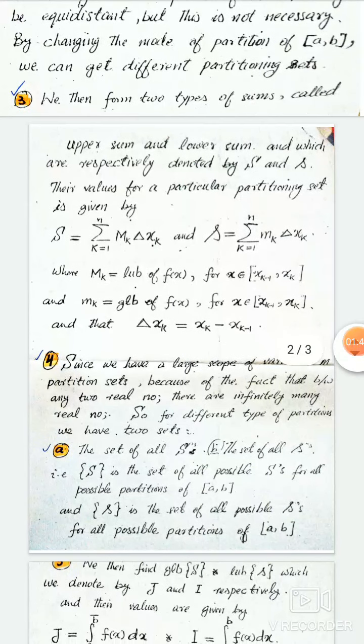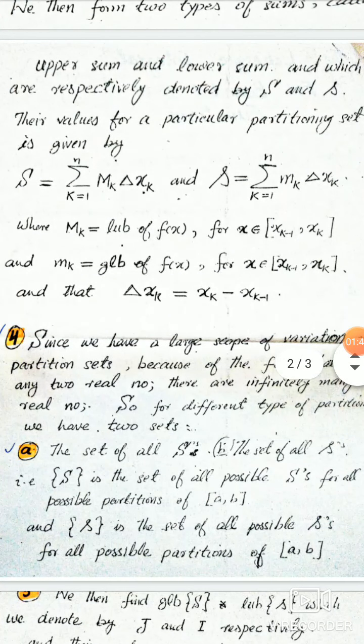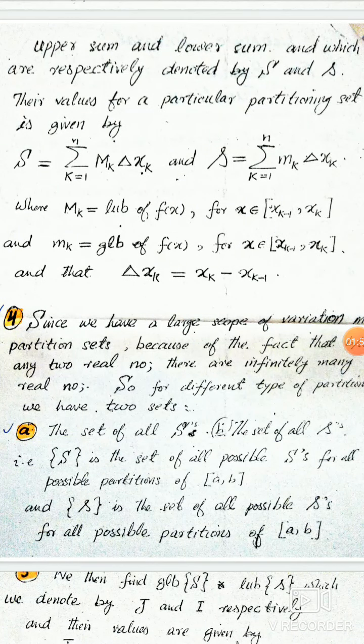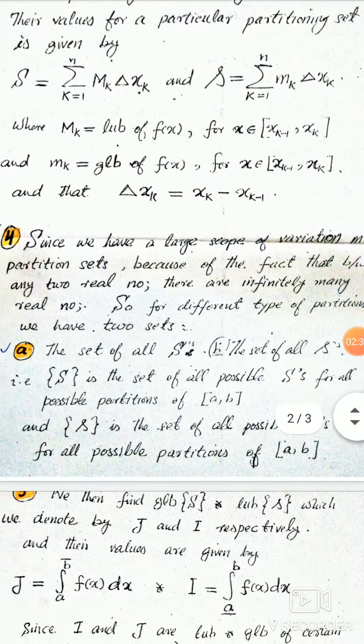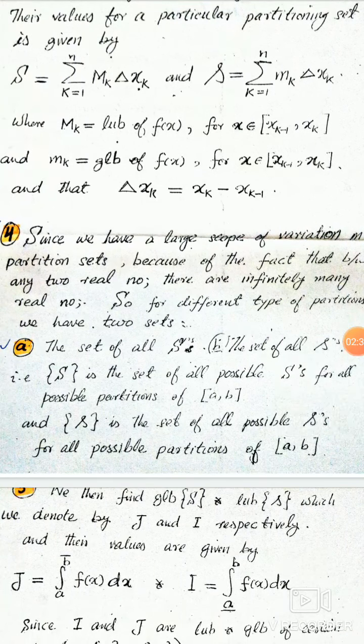Third, we then form two types of sums called the upper sum and the lower sum, which are denoted by capital S and small s respectively. Their values for a particular partition set are given by capital S equal to the summation from k equal to 1 to n of capital Mk delta xk, and small s equal to the summation from k equal to 1 to n of small mk delta xk, where capital Mk is equal to the LUB, least upper bound, of the function for x belonging to the closed interval [xk minus 1, xk], and small mk is equal to the GLB, greatest lower bound, of f(x) for x belonging to the closed interval [xk minus 1, xk], and delta xk is equal to xk minus xk minus 1, that is the length or width of the specified interval.